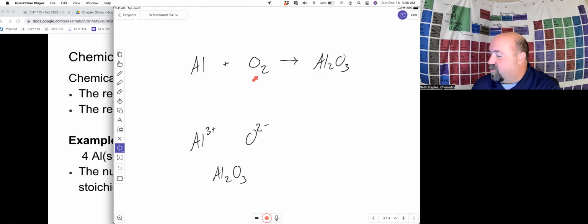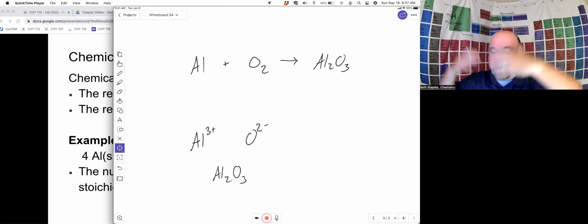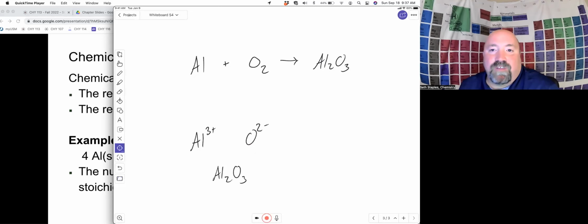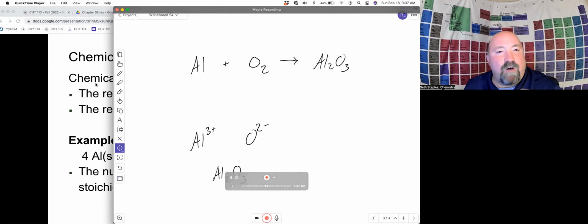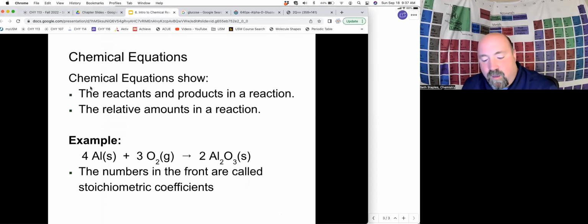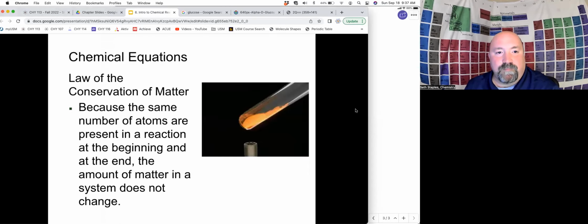Same with oxygen. 2 oxygens over here in our O2 molecule. We have 3 over here. That extra oxygen can't just come from nowhere. It can't just appear magically because we need it to. So we're going to talk about how we account for the law of conservation of matter within our chemical equations.